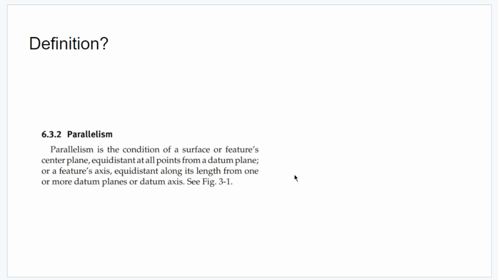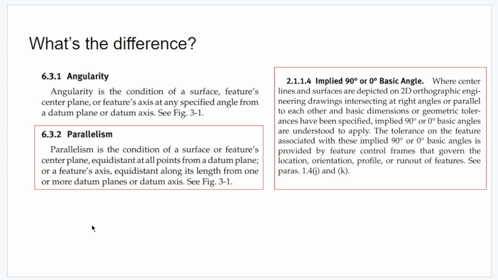So, this is sort of a tangent, but if you've ever looked at the orientation control chapter, you may have also noticed there's an angularity control. And if you've ever wondered what the difference between an angularity and a parallelism is, well, parallelism as well as perpendicularity are just special cases of angularity. And parallelism and perpendicularity just take advantage of this implied 90 or 0 degree basic angle that we've got in the Y14.5 standard.